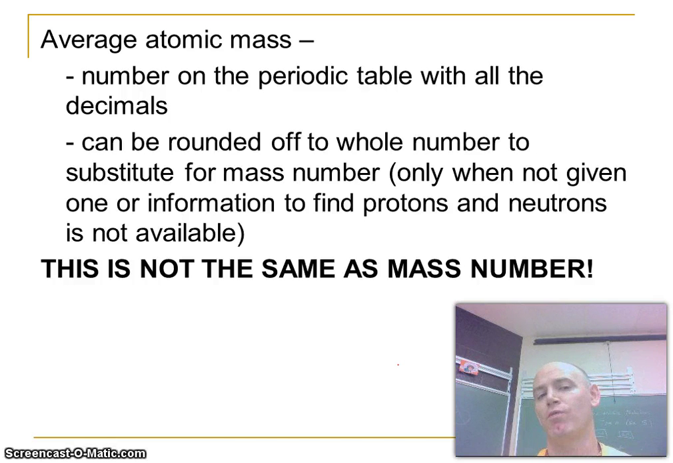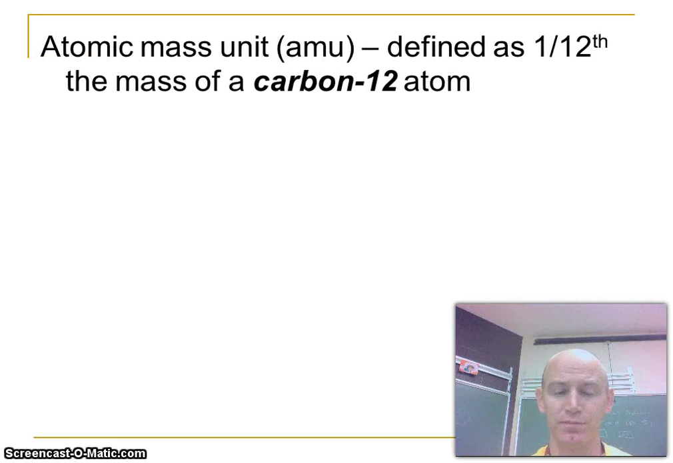Mass number represents a number of things, protons and neutrons. Average atomic mass is actually a mass. It's measured in units of mass. In fact, it's measured in the AMU, the atomic mass unit. And the atomic mass unit is based around carbon 12. One AMU is defined as being 1/12 the mass of a carbon 12 atom.